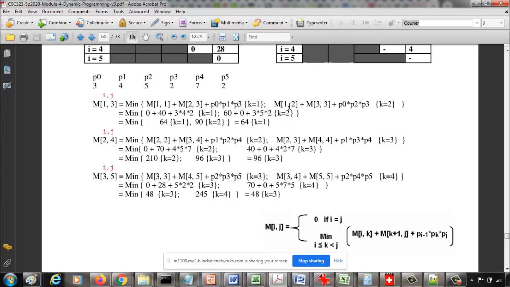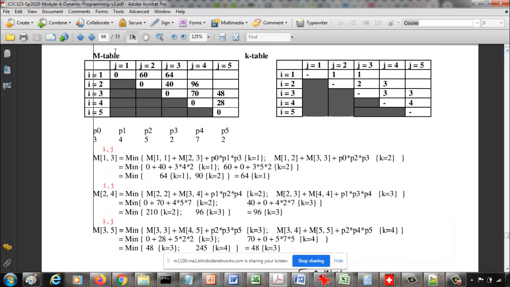m of 1 comma 2 we found in the earlier iteration as 60, m of 3 comma 3 is 0, plus these three: p0 times p2 times p3 is 3 times 5 times 2, so that's going to be 90. So the minimum of 64 and 90 is 64, and that came from k equals 1. So we record 64 here for m of i equals 1, j equals 3, and record the corresponding k value here, i equals 1, j equals 3. In that cell we record k is 1 because we got the 64 by choosing k equals 1.